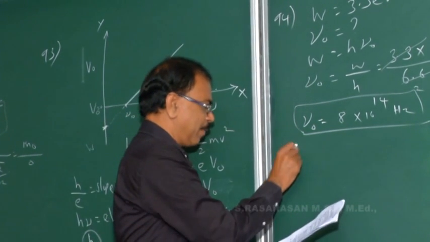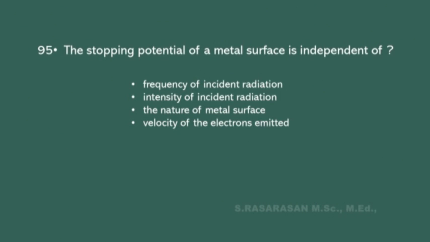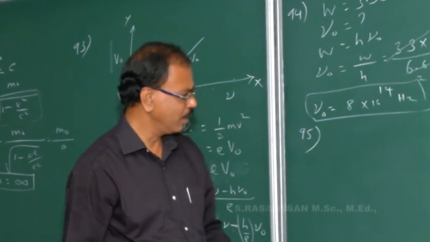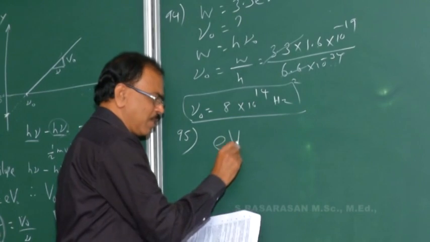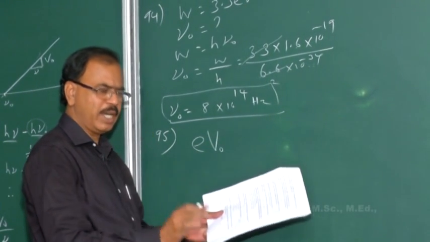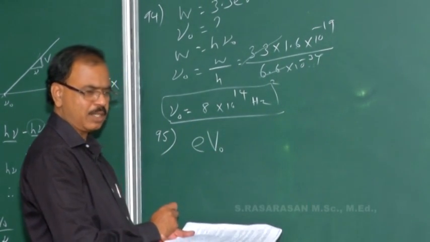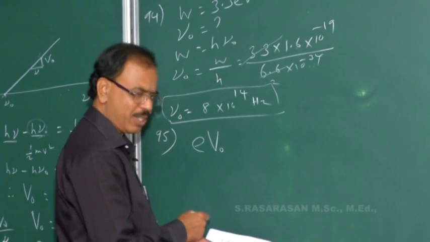Next, 95. The stopping potential of a metal surface is independent of... We have crossed this during the discussion. They are asking what the stopping potential is independent of. So let us first say what it depends on, using the equation itself. Stopping potential comes in the equation. It's the amount of work done in stopping the moving electron or in bringing the moving electron to rest.